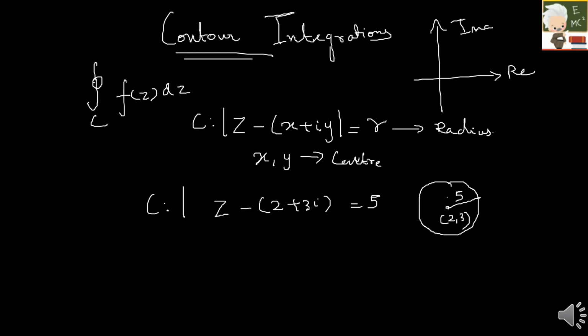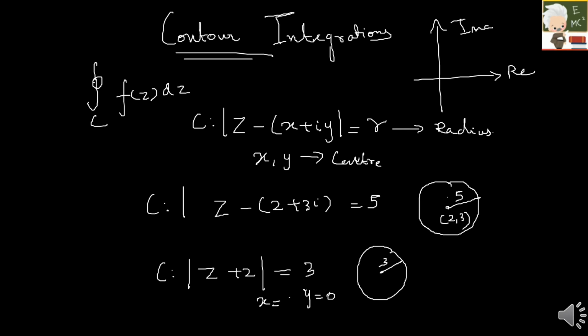Hope you got it. Let me state one more example. If the contour is |z plus 2| is equal to 3, in this case the radius of the circle is 3. What is your center point? If you look at it, here your y is 0. Your x, if you are taking plus 2, then it is wrong. It should be minus 2. If you look at our general form, there is a minus of x plus iy, right? So your x here is minus 2, so the center is (minus 2, 0).